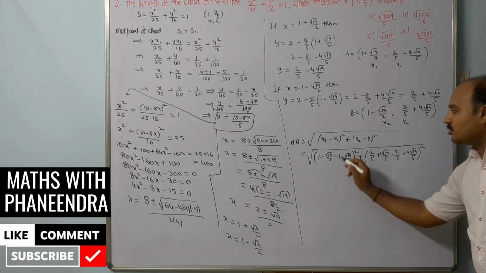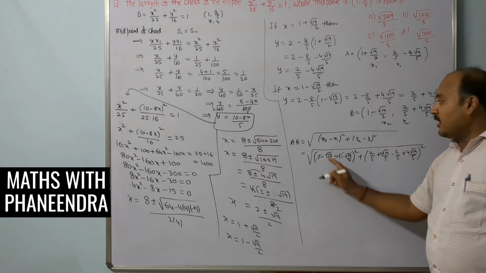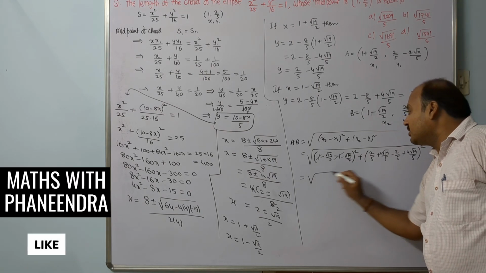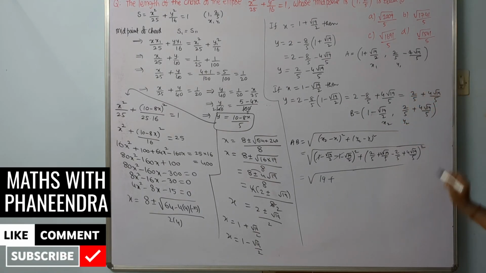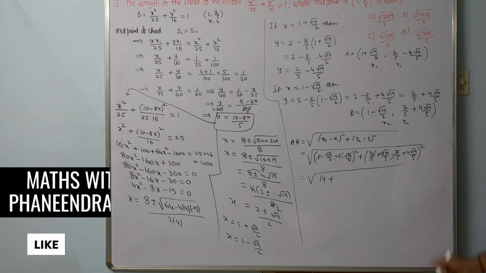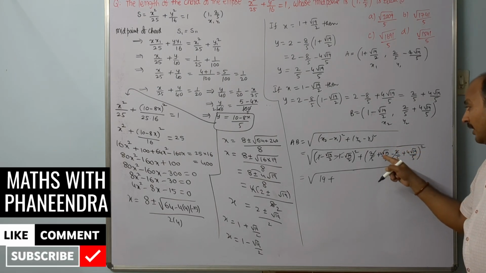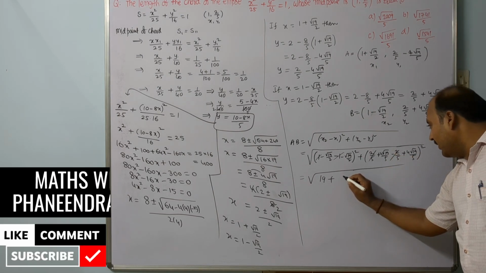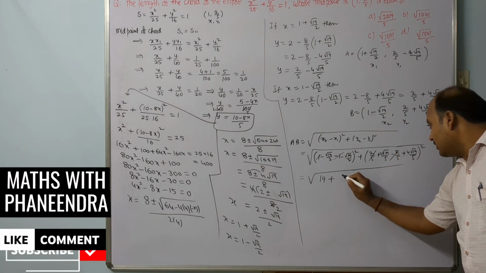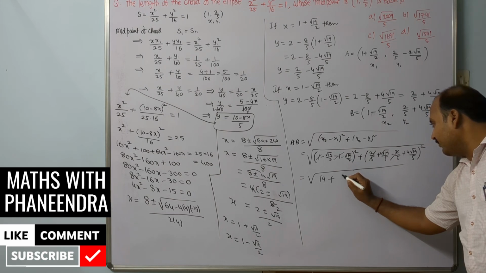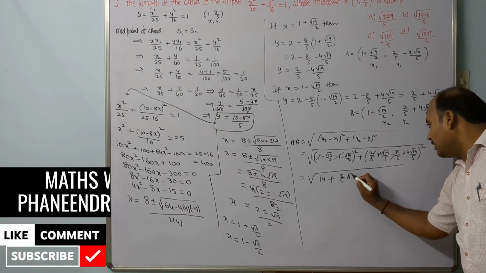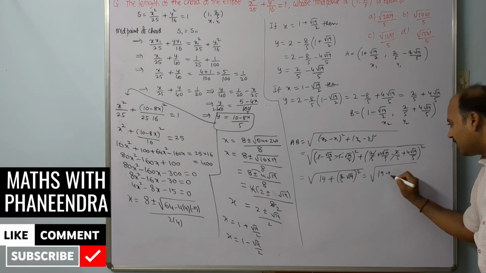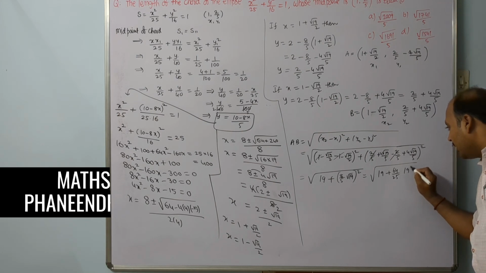So here 1 minus 1 gets cancelled. Minus root 19 by 2 minus root 19 by 2 is minus 2 root 19 by 2, and that whole square is 19. Plus, 2 by 5 and 2 by 5 get cancelled, 4 root 19 by 5 plus 4 root 19 by 5, 2 times, so 8 by 5 root 19 whole square. 2 into 4 is 8. So 8 by 5 root 19 whole square, which is equal to root over 19 plus 64 by 25 into 19.